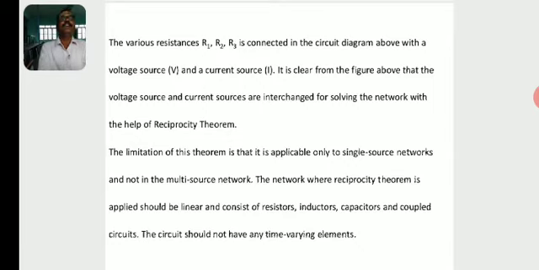It is clear from the figure above that the voltage source and the current source are interchanged for solving the network with the help of the reciprocity theorem. The limitation of this theorem is that it is applicable only to a single source network and not to a multi-source network. The network where the reciprocity theorem is applied should be linear and consist of resistors, inductors, capacitors and coupled circuits. The circuit should not have any time varying elements, so all of them are constants.